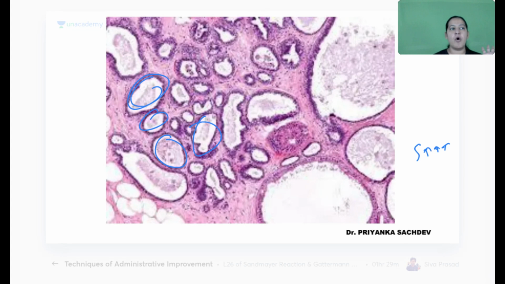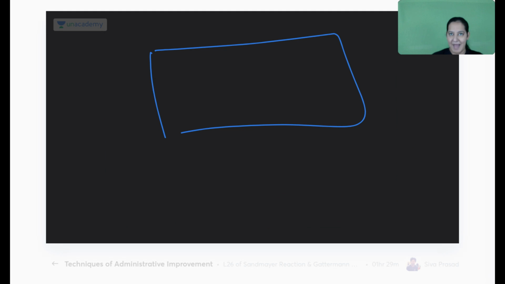So glands will become compressed. So this is stroma in the background. It will increase too much. Circular gland will be compressed. It will collapse and it will become like this. So all the glands will become slit-like because of compression. This is known as slit-like arrangement of the glands.